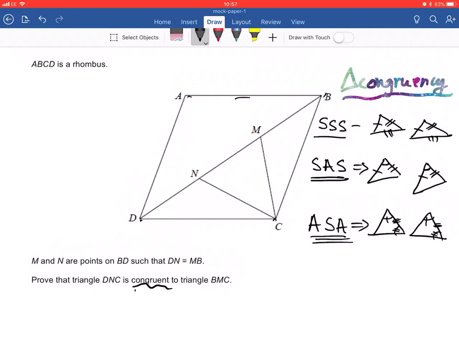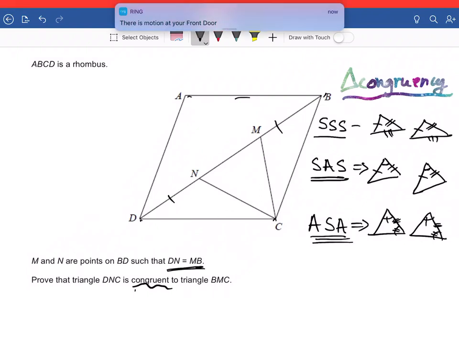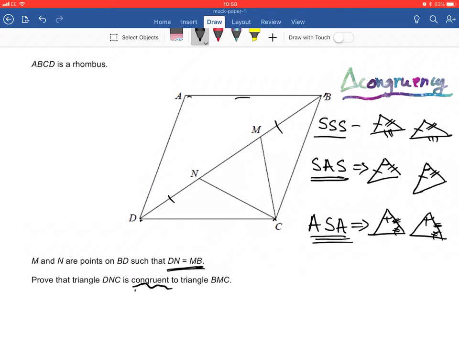Unfortunately for you guys, they don't really label your diagrams anymore. You have to do it yourself. So as soon as you read DN equals MB, you can mark DN equals MB. And there you go. We want to prove that triangle DNC is congruent to triangle BMC.